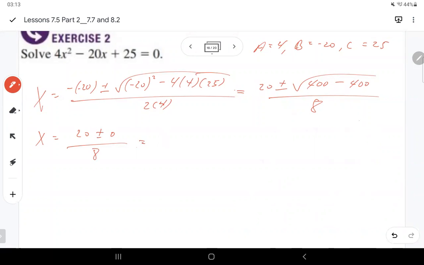So our answer here works out to be 20 over 8, which we can then reduce top and bottom by 4. So divide by 4, and we end up with x equal to 5 over 2. So what that's saying is that we have x equal to 5 over 2 really twice. But we'll go with it like that.